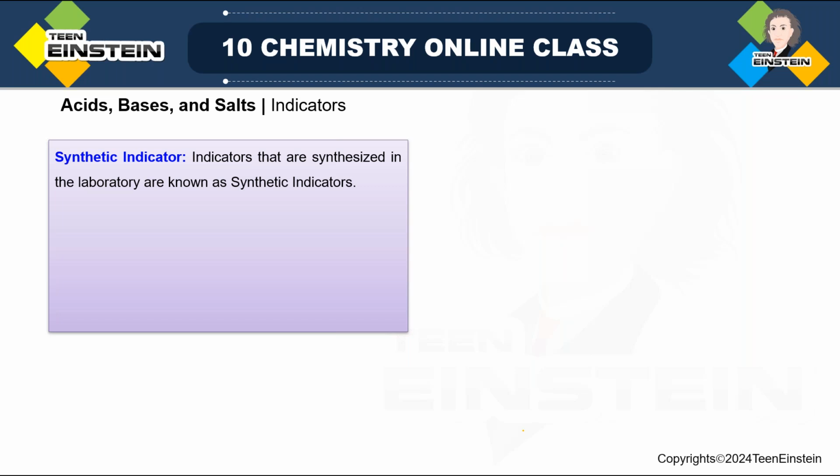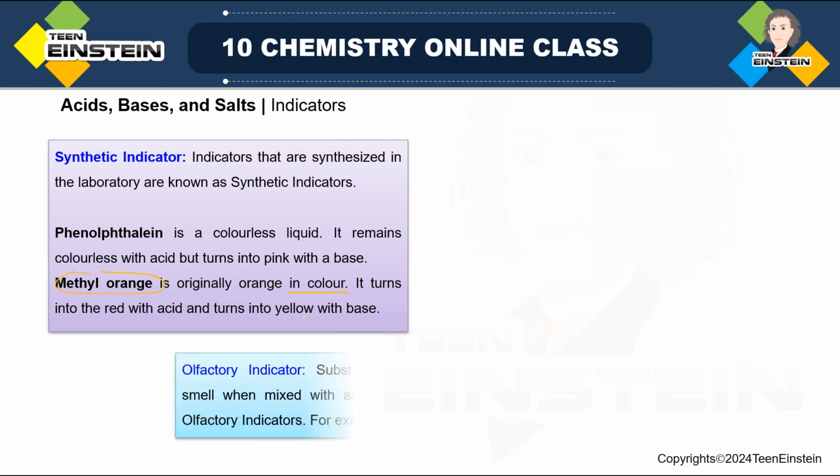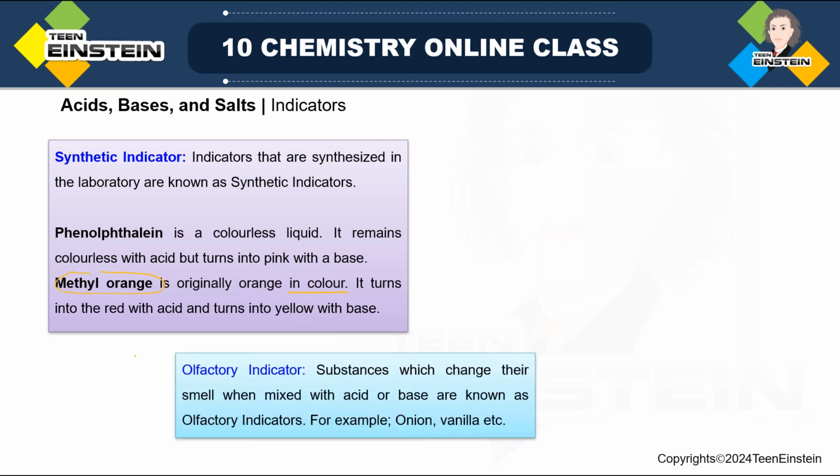Then synthetic indicator, as the name suggests, they will be synthesized in the laboratory, and examples are phenolphthalein, you have already seen in the previous table. There is one more example which is not present in the table, which is methyl orange. It is originally orange in color, which you can remember from the name itself, but it becomes red in acid, yellow in base.